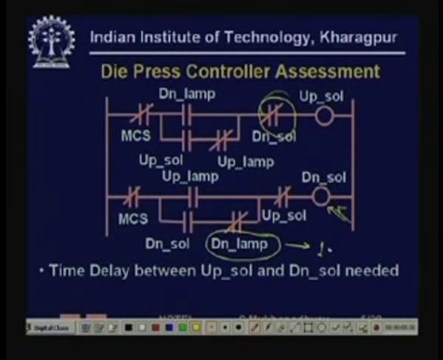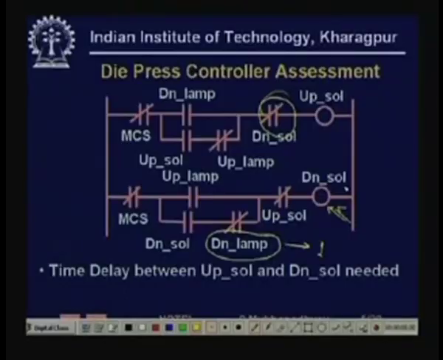Immediately what will happen is that previously the path that was being followed for connection was this. So this down solenoid will become off. So now at this position the down solenoid is off and the up solenoid is off. So the piston is slowing down. There is no force forcing it down, so it's slowing down. Now what happens in this program is that in this position the down lamp is on and the down solenoid has become off.